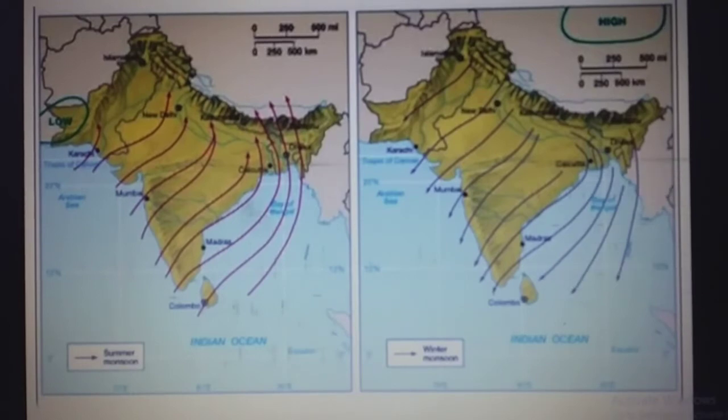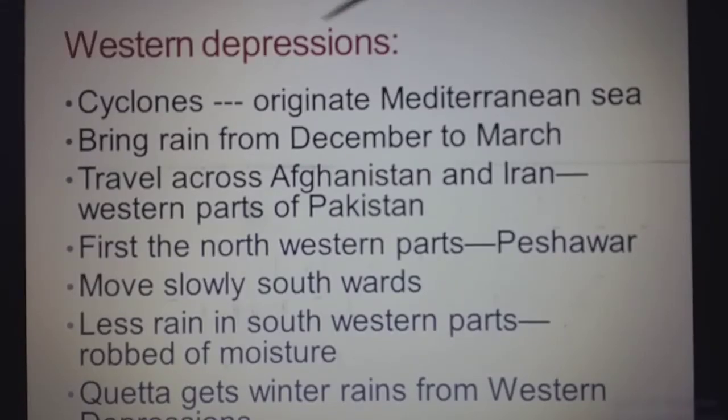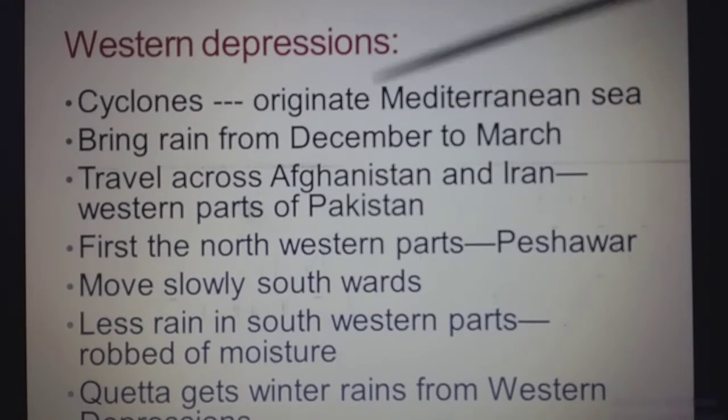All right. Now let's discuss the western depressions. What are the western depressions? They are actually cyclones that originate from the Mediterranean Sea, and they bring rain from December to March, mostly the winter seasons. Now they travel across Afghanistan and Iran and reach the western parts of Pakistan first, and they bring most of the rain to the northwestern parts of Pakistan like Peshawar.